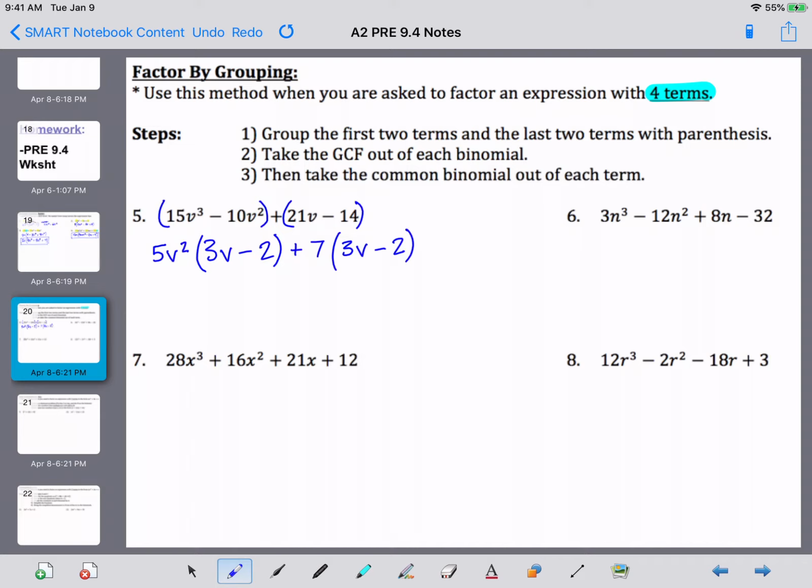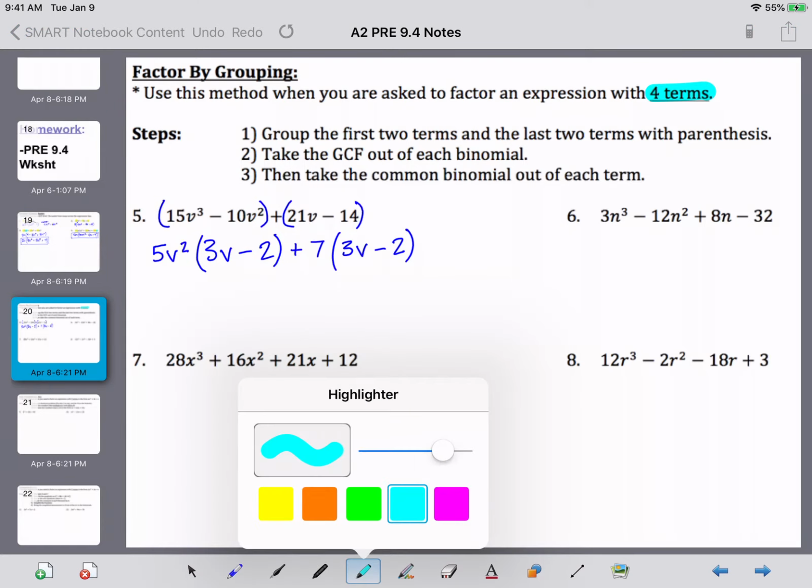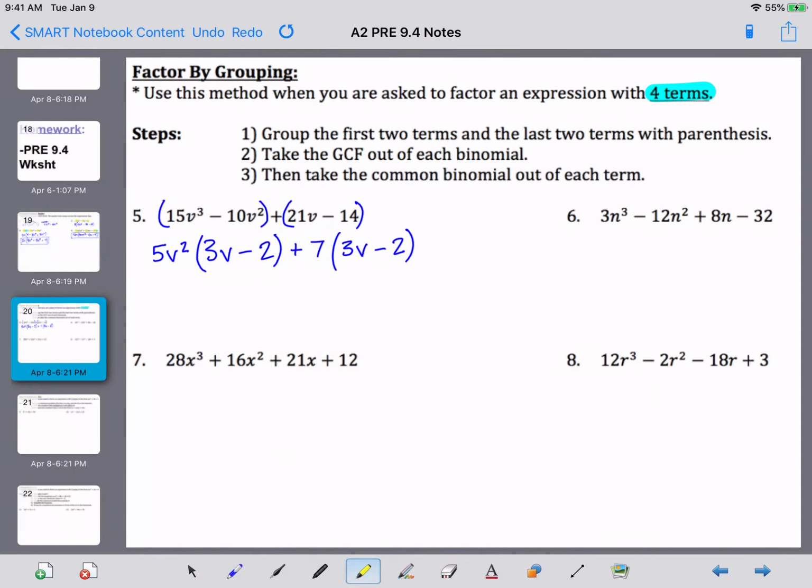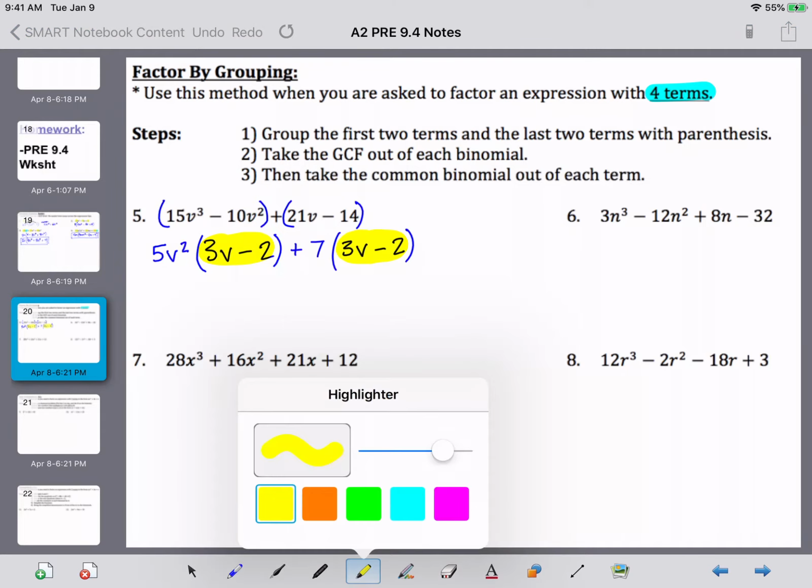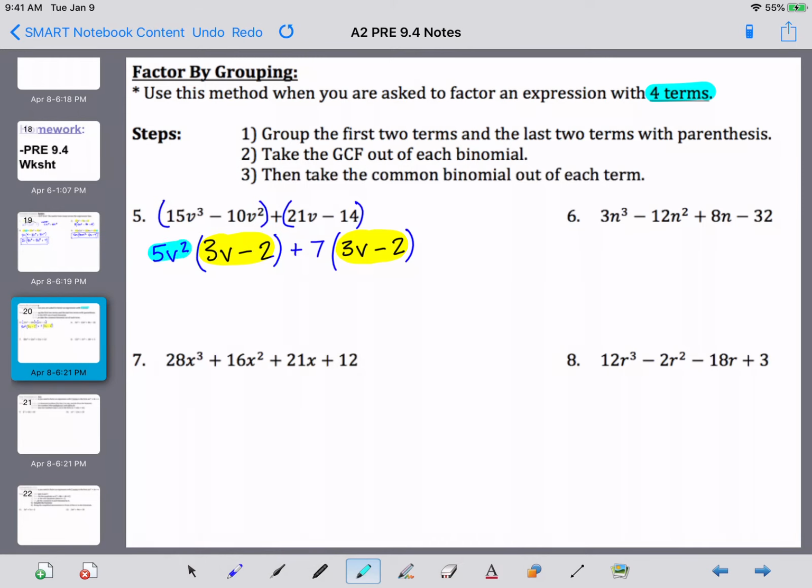Now, when you do grouping, if you did it correctly, you should notice that what is left in the parentheses after you take out the GCF should always be identical. So now what we're going to do is pull these 2 pieces in front into their own group. So this becomes 5v squared plus 7, and then you repeat the 3v minus 2.